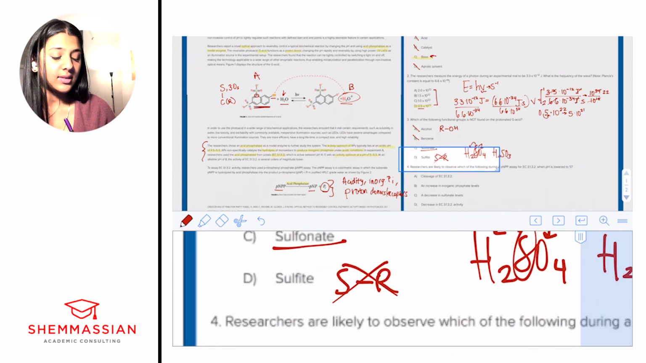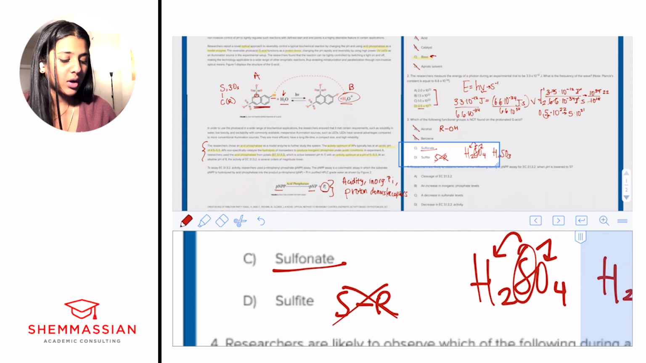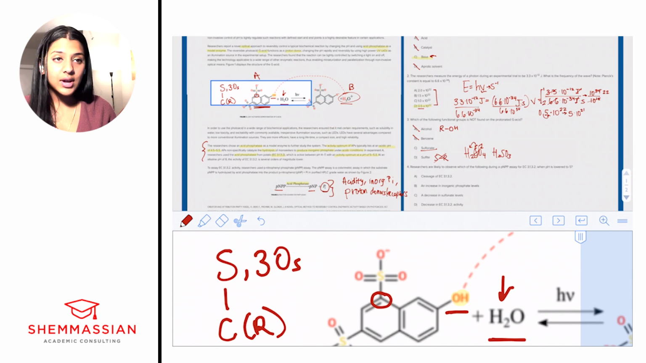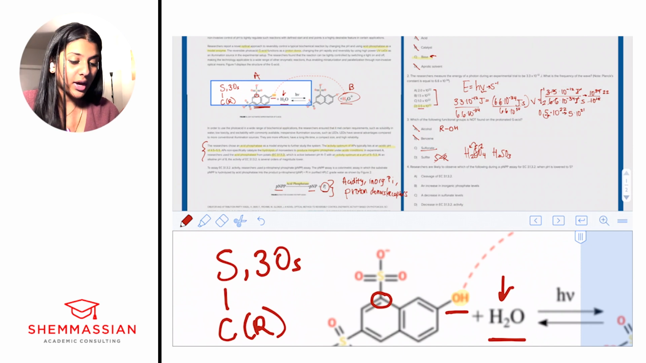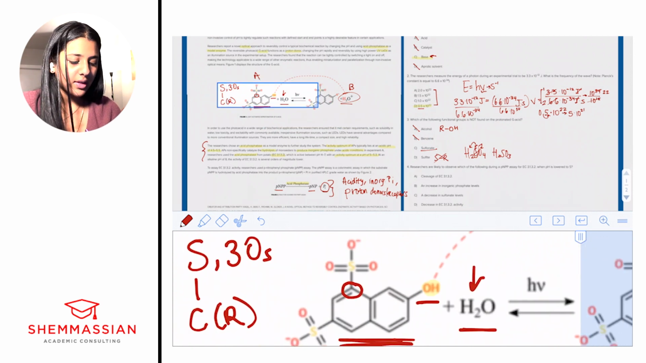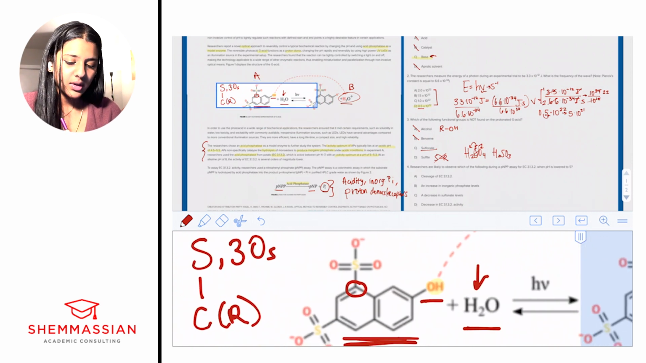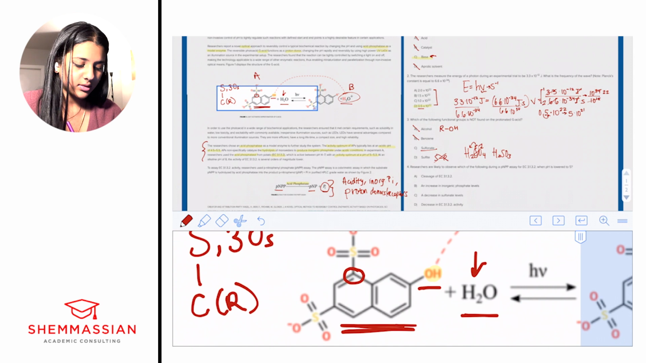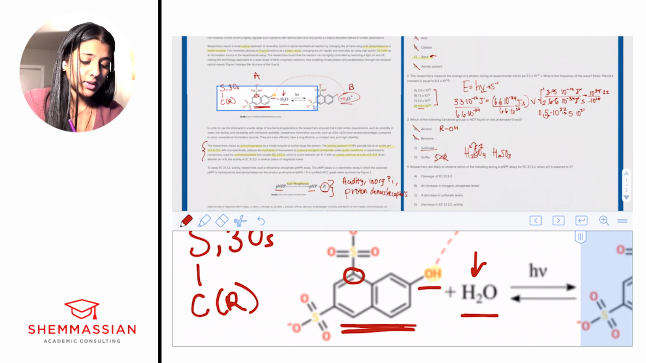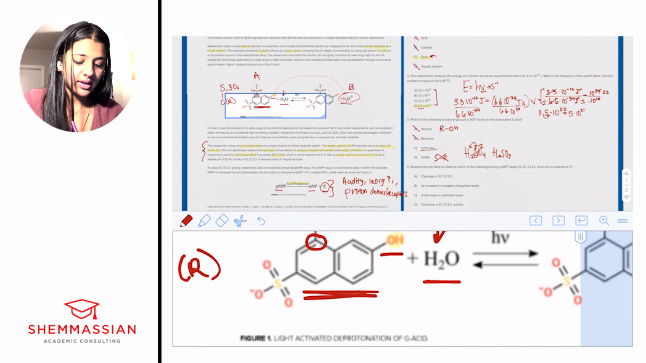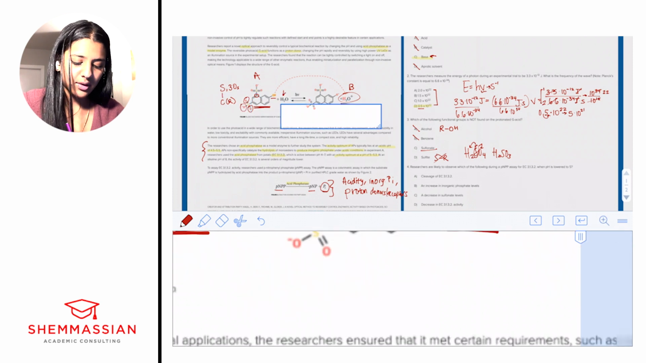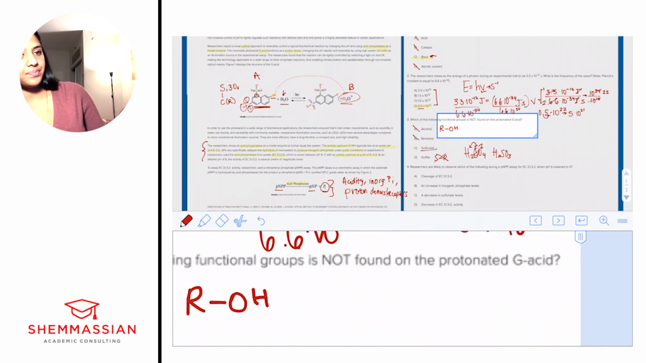And we can see that a sulfite group, from our review, we will learn that a sulfite group contains 3 oxygens and 2 negative charges, which we don't have. We only have 1 negative charge. And so that's why the correct answer is going to be, actually, the correct answer is D, because that is what's not found on the protonated G acid.